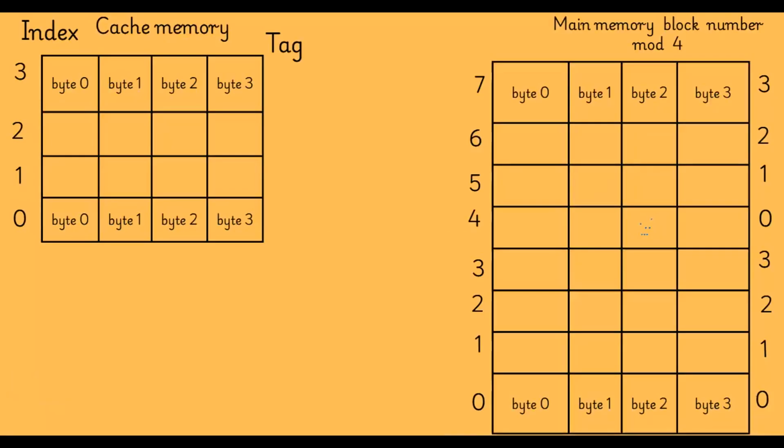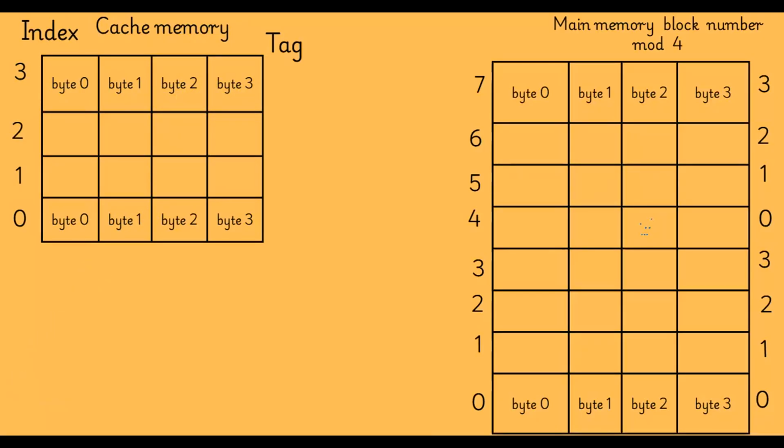Let us understand the implementation of direct mapped cache memory. For simplicity, I have used a very small size for main memory and cache memory. In the main memory, there are 8 blocks and each block contains 4 bytes. That means the size of the main memory is 32 bytes. In cache memory, there are 4 blocks and each block contains 4 bytes. So the size of the cache memory is 16 bytes.